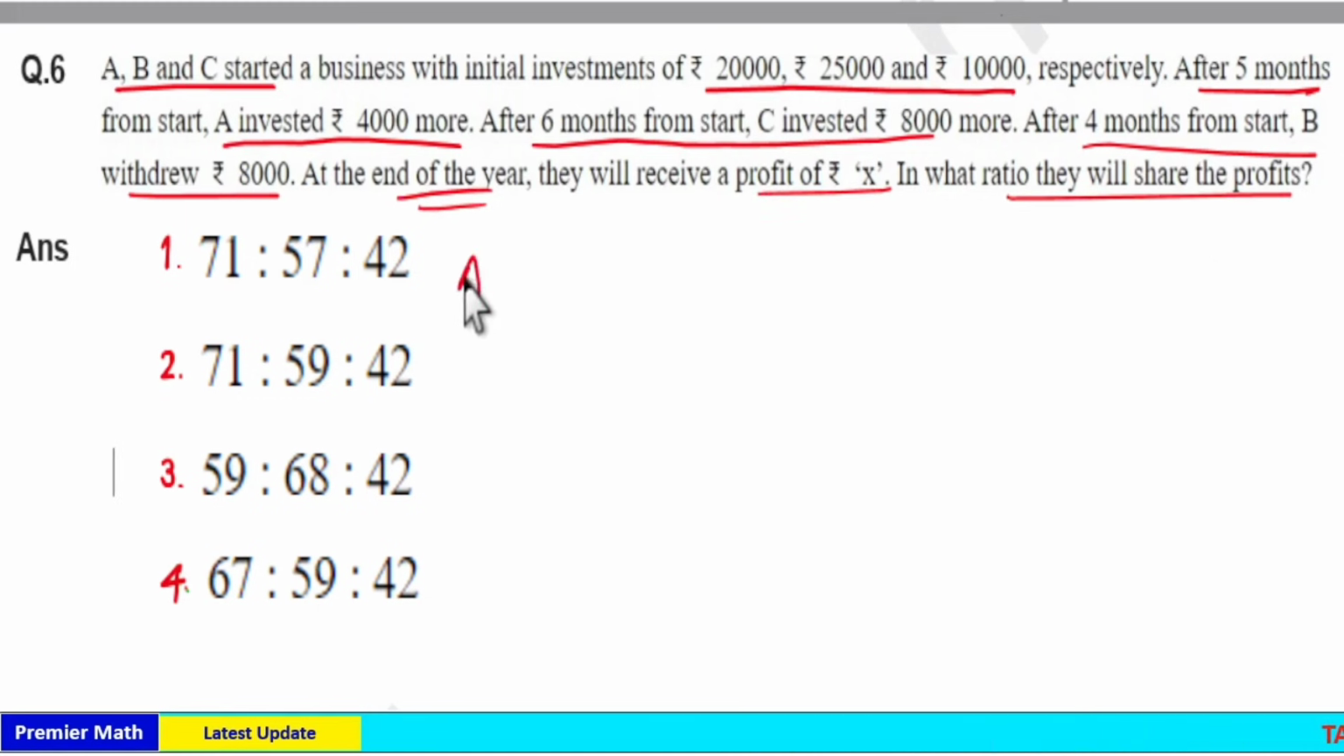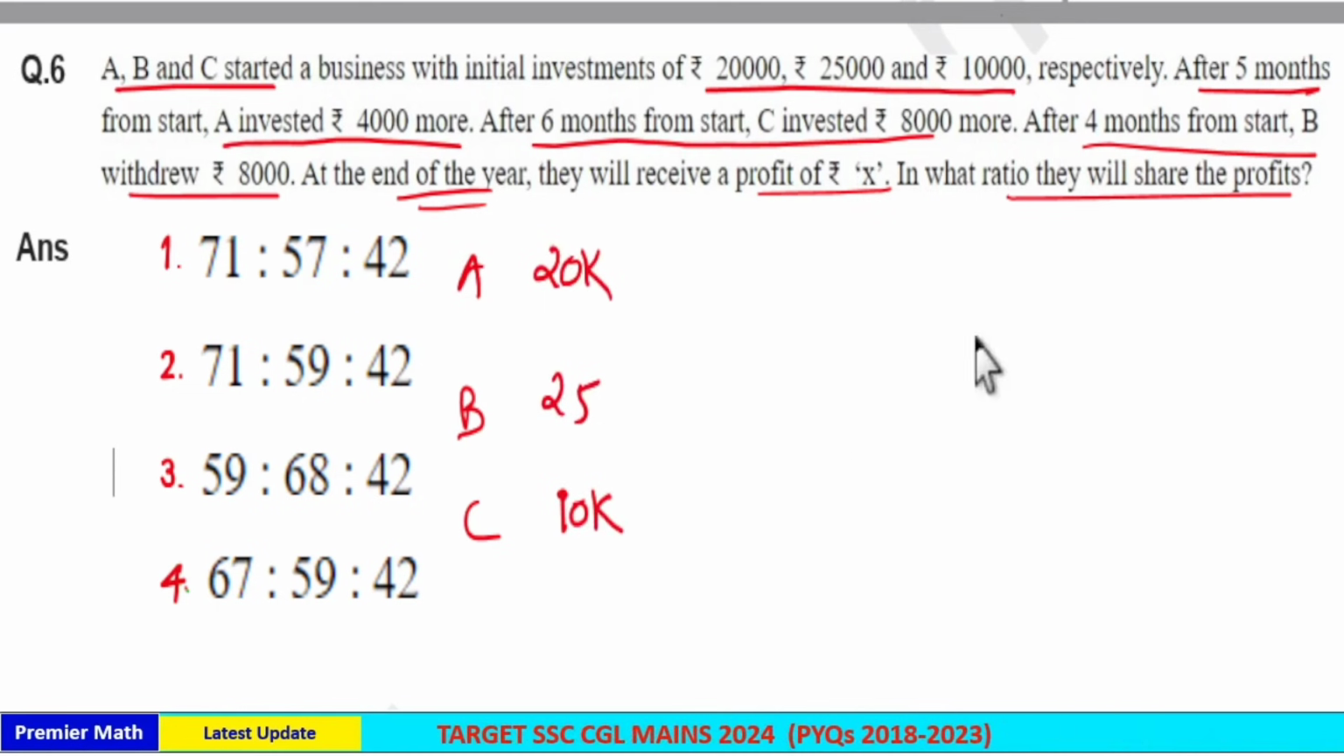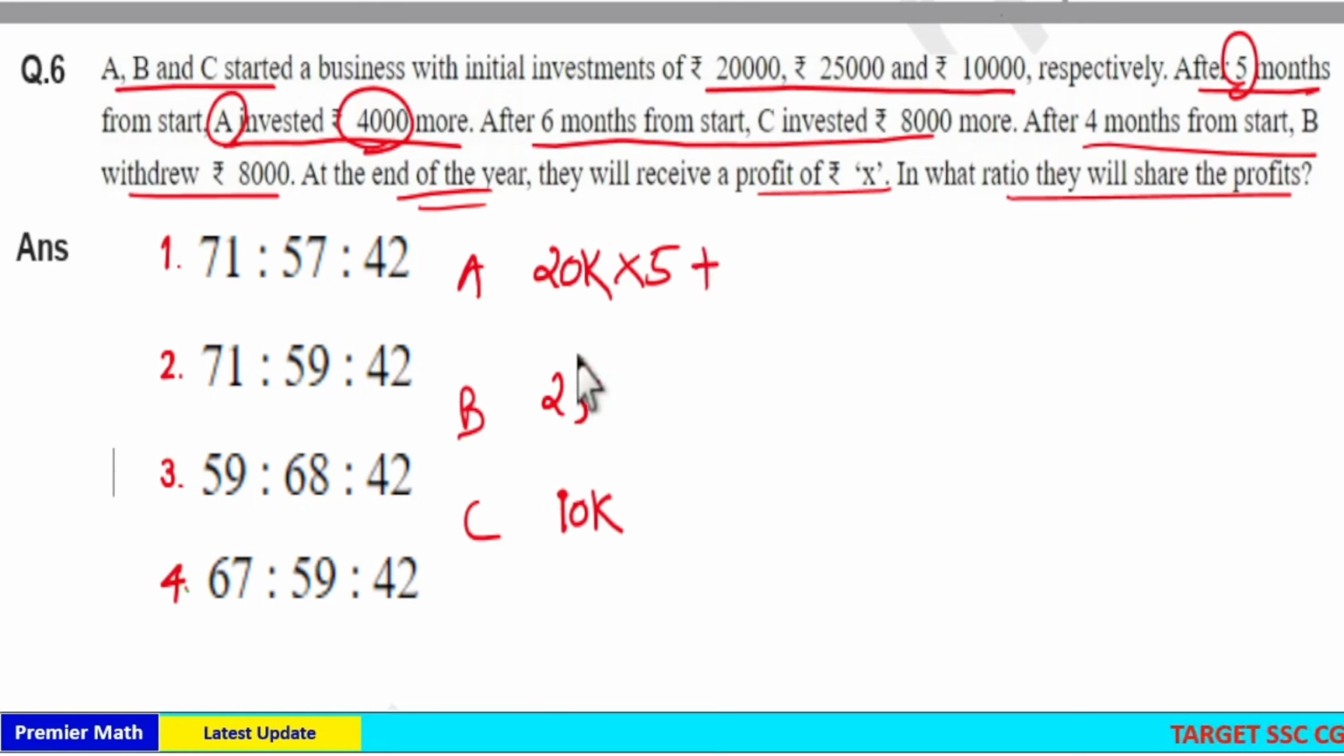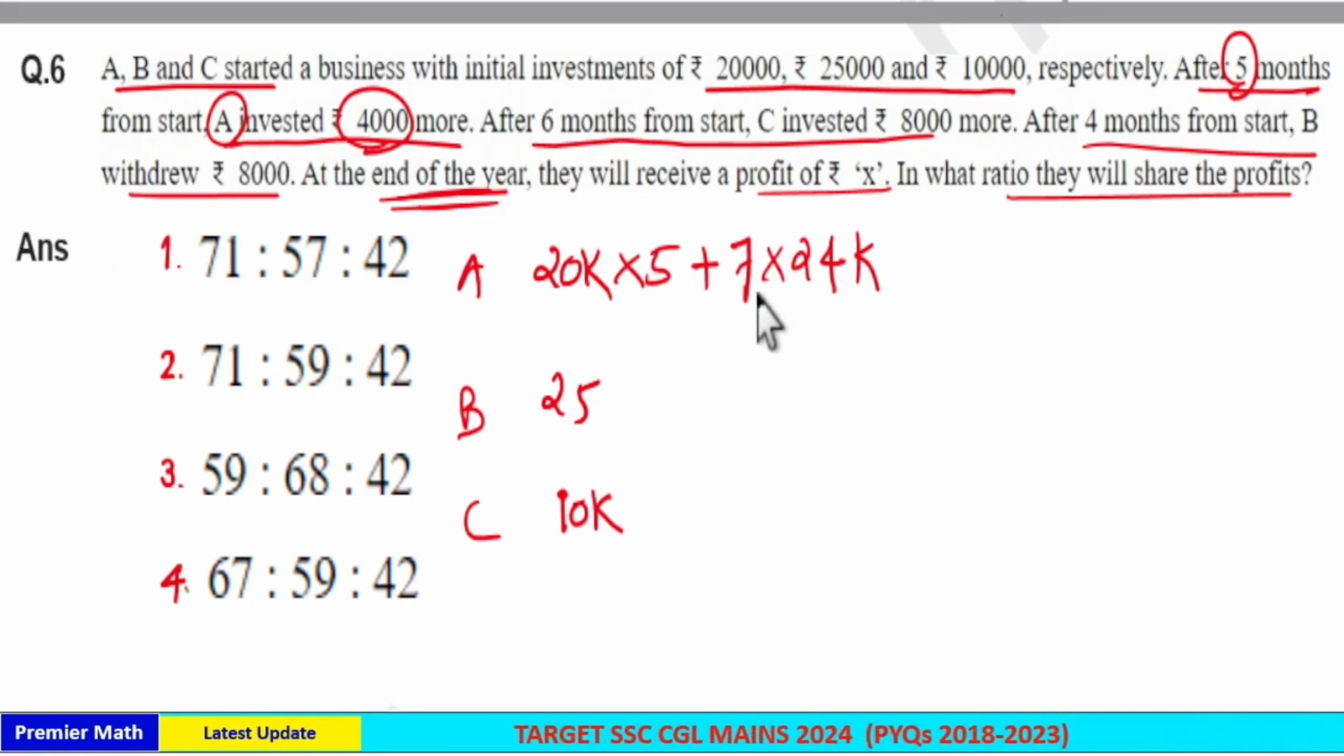So, take the investments of A, B and C. Here A invested 20,000, B invested 25,000 and C invested 10,000. Now, take the investment ratio here. After 5 months from start, A invested 4,000 more. So, till 5 months, A invested 20,000. Then the remaining 5 plus 7 is 12, so 7 months, he invested 4,000 more. So, 20 plus 4, 24,000 he invested for the remaining 7 months.